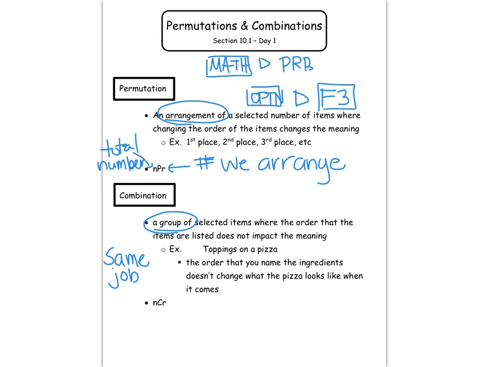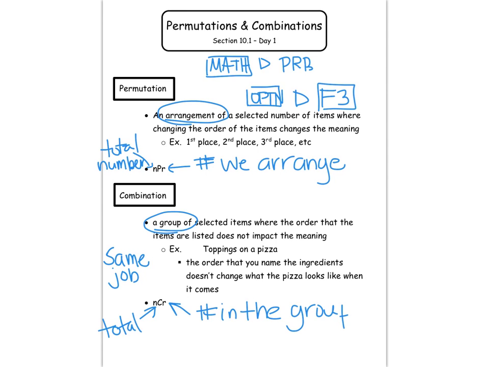The symbol for combinations is nCr. The numbers basically mean the same. n is the total number again. r is not the number that we arrange, it's the number in the group. It's the group size. If we're going to make groups of 5, then r is 5.